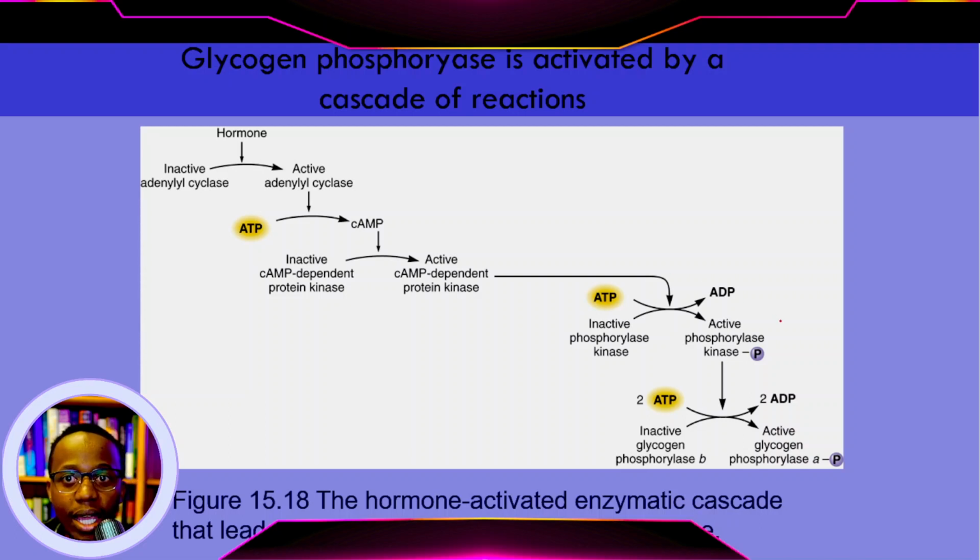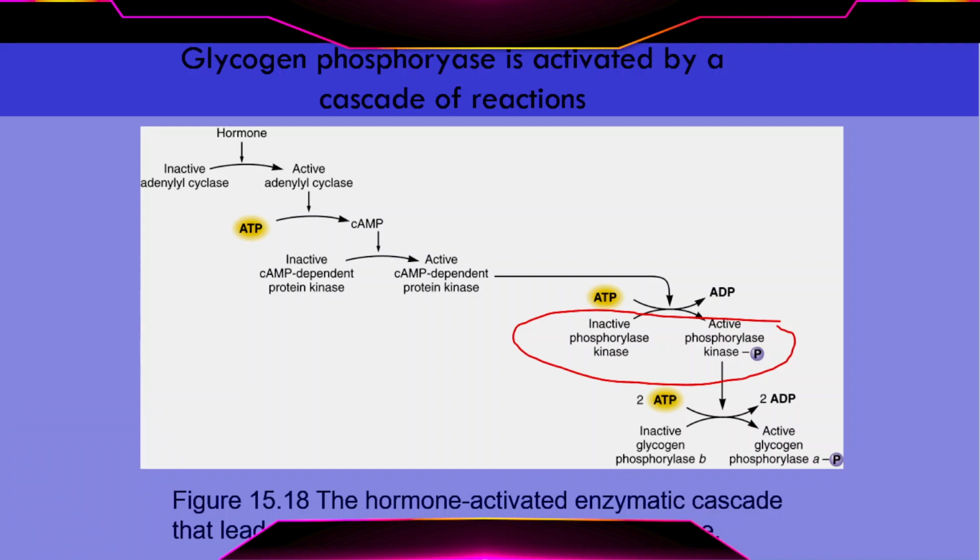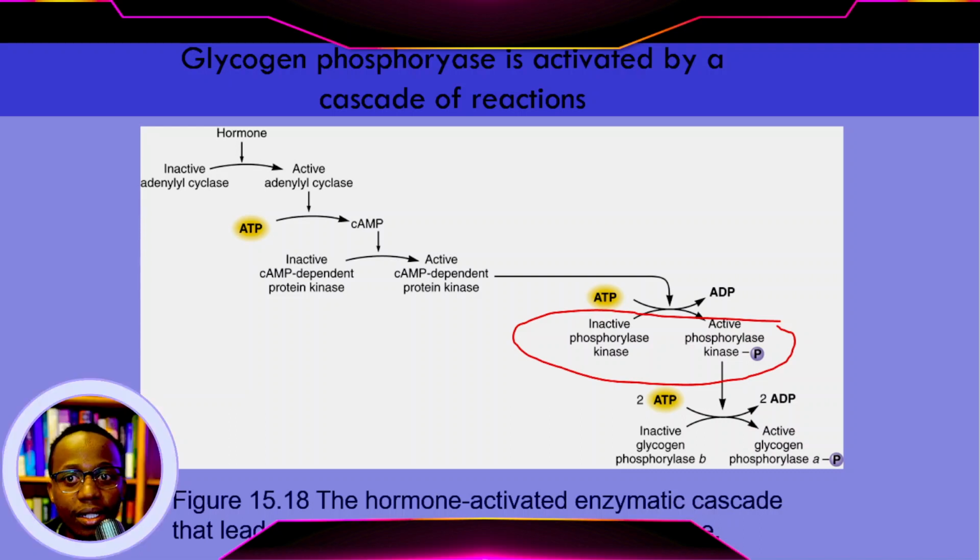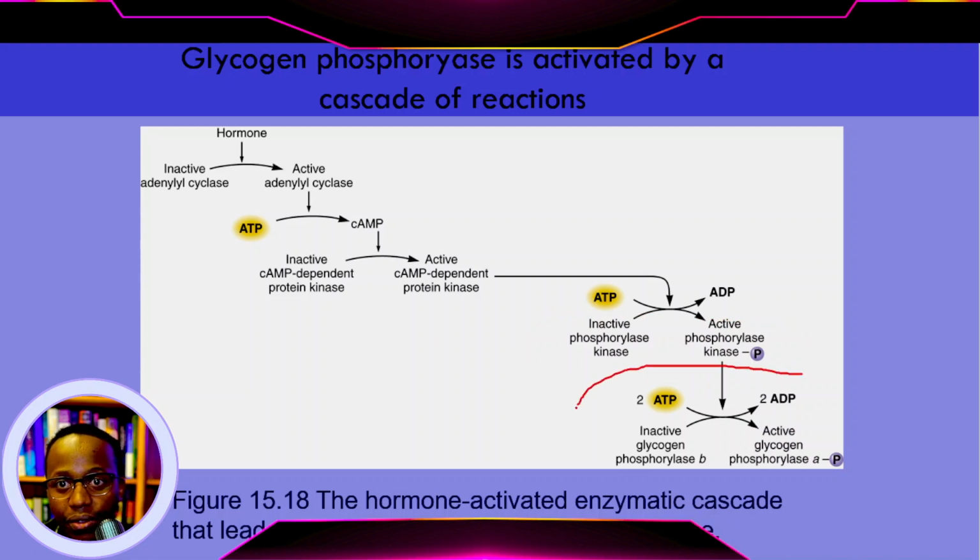Our phosphorylase is here. It's converted from inactive to active, right? No, actually, it's not that. That's not our phosphorylase. Our phosphorylase is down here. That's the glycogen phosphorylase. That's the one we want to convert from B to A.